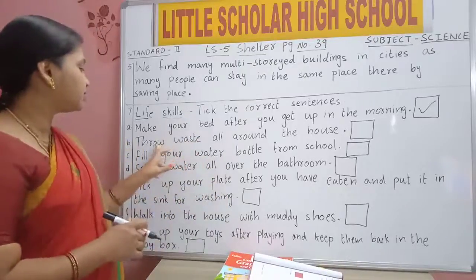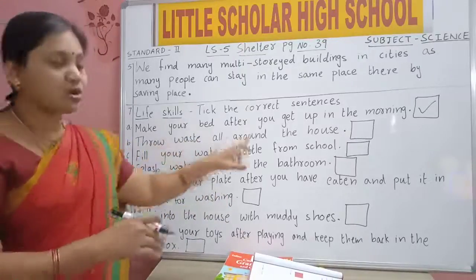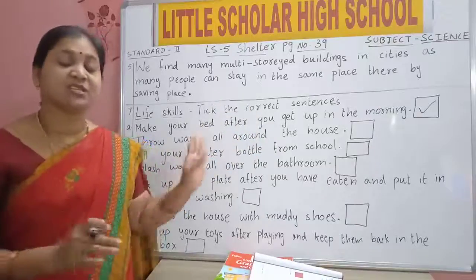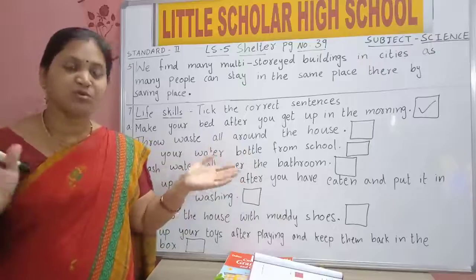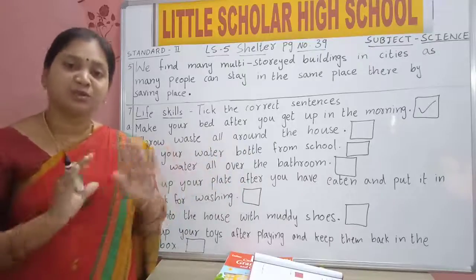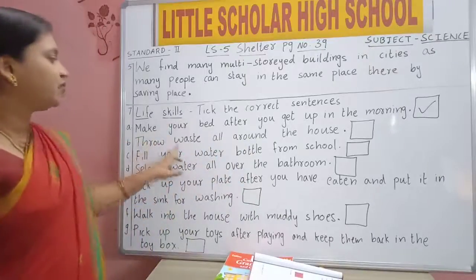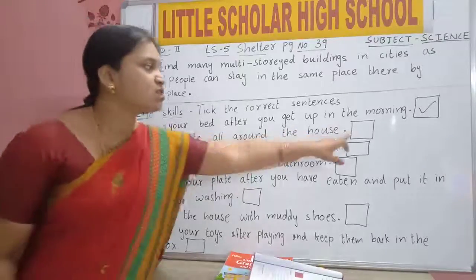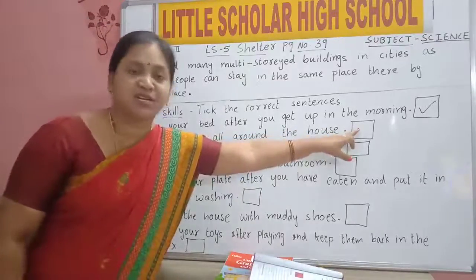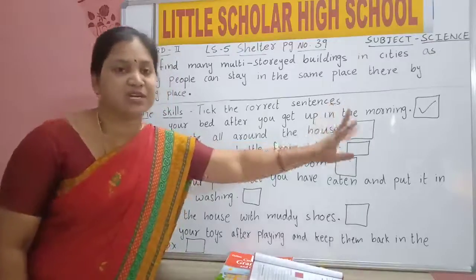So here what they are saying is, throw waste all around the house. Is it correct? No, this sentence is wrong. You should not throw. They said throw, but it is not correct. We should not throw waste. So this box we will not tick, because this sentence is not correct. We will not put a tick mark.